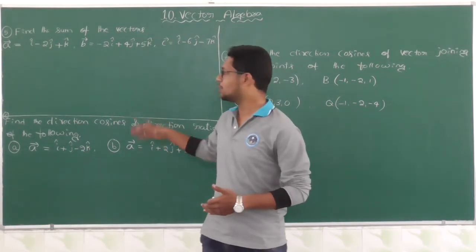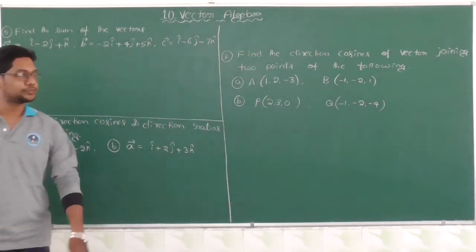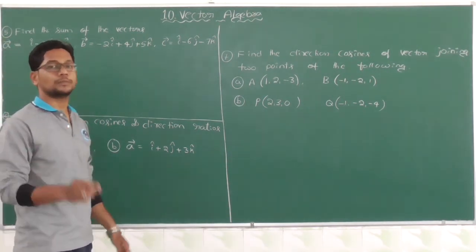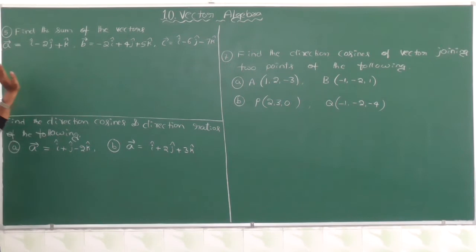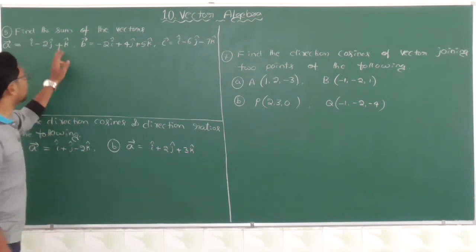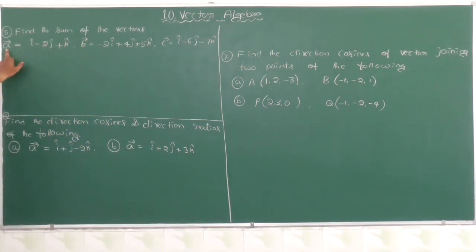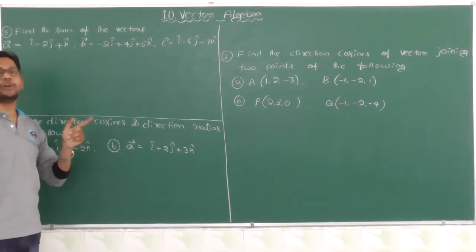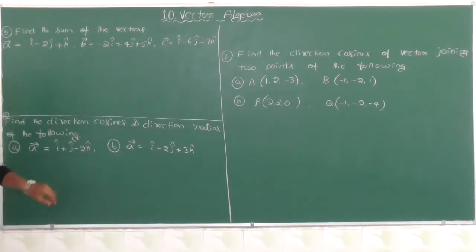Okay, here we have the problems. In our previous class, we solved 4 problems. Here it is the fifth one. Find the sum of the vectors. Sum of the vectors, addition of the vectors. A vector, B vector, and C vector are given. We have to find the sum of the vectors.